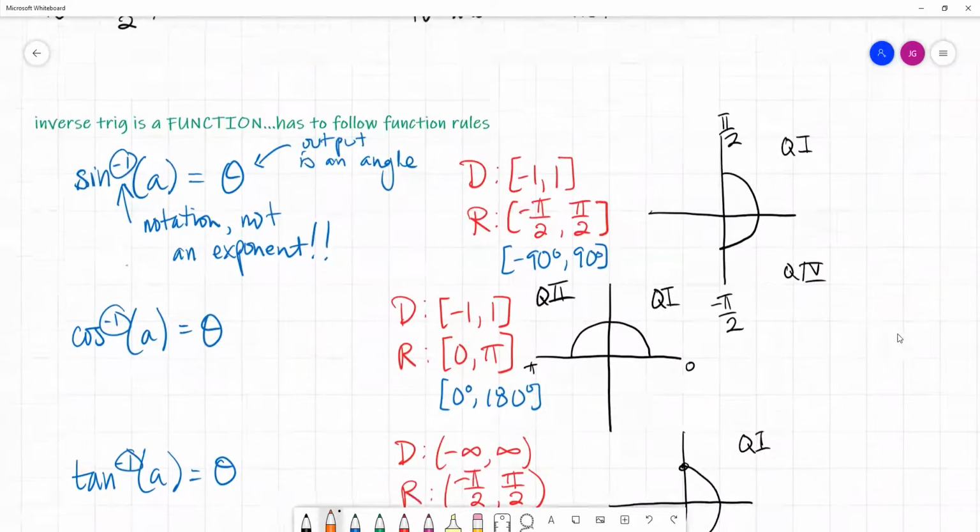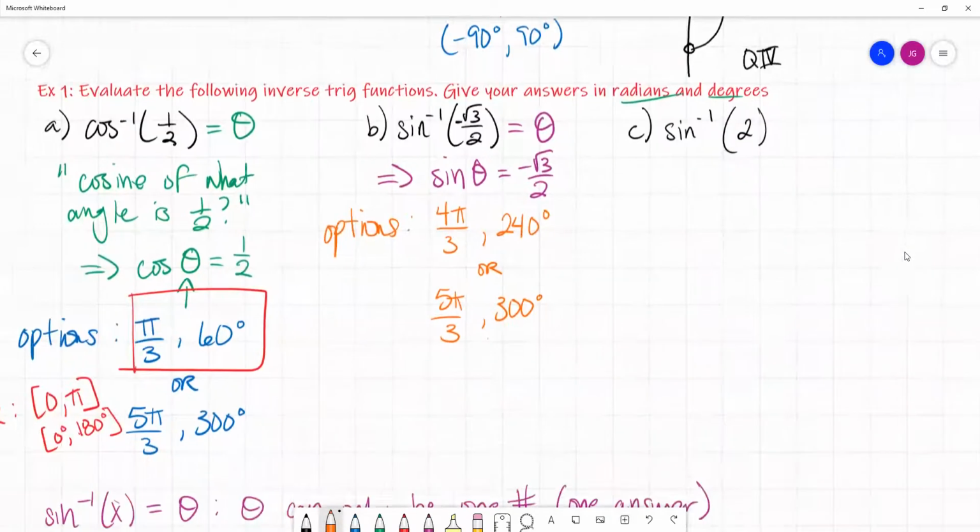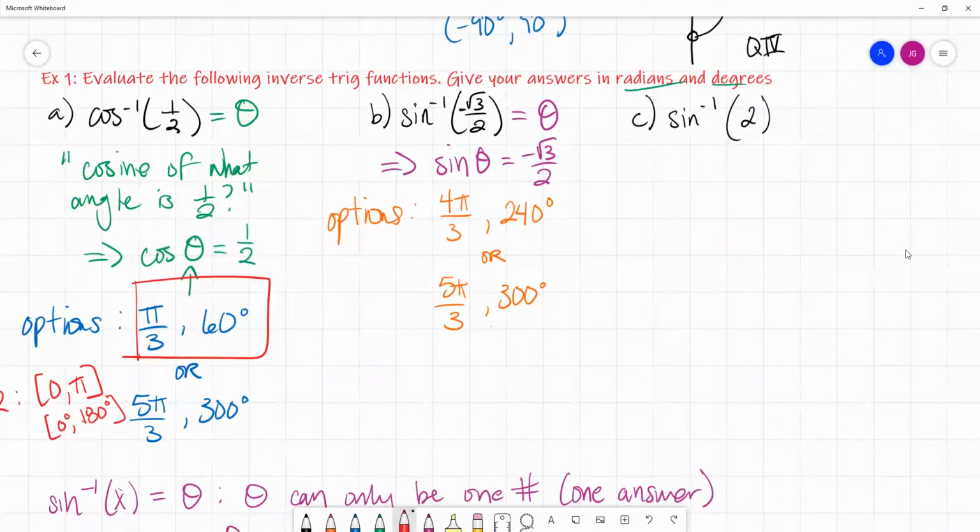Now, if I write the little range for sine inverse, it goes from negative pi over 2 to pi over 2, or negative 90 to 90. So my range goes from negative pi halves to pi halves, or negative 90 to 90. Okay, we're in a little bit of a pickle here because if you look, none of those actually fit in those ranges.